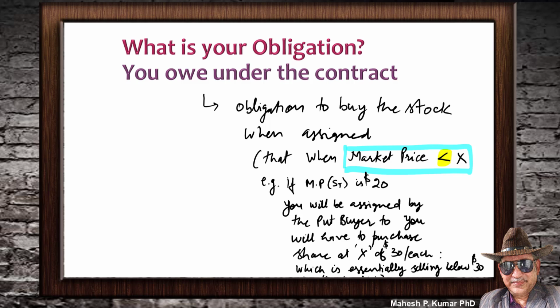And when would you be assigned by the put option buyer? When the market price is less than the exercise price. We know that the exercise price in this case is $30 per share. So if the market price, for example, goes down to $20, then you will be assigned by the put option buyer. It means you will have to buy the shares at $30, which is essentially already selling below $30 in the market. So this is your obligation, and your obligation is that you may be assigned to buy the stock if the market price of the share goes below the exercise price.